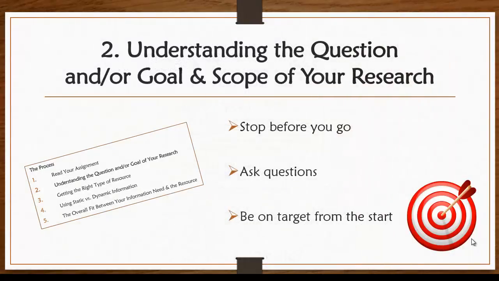Next, you want to make sure you have a good understanding of the question and/or the goal and scope of your research. It's tempting to just jump in and start getting those particular resources that you need. Your librarians would say to take a step back and first make sure you really understand the question or end goal of your research. If you don't really get it, go back to your professor or bring the assignment to the librarians so that you can start looking for resources that are on target from the beginning. This point may sound silly, but it's actually harder to do than you might think.